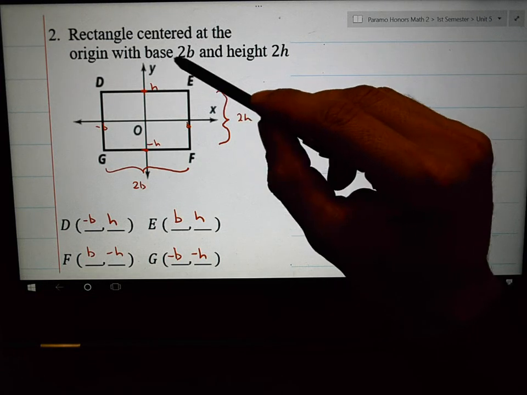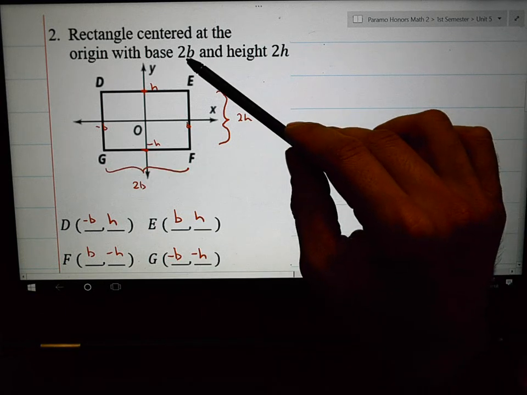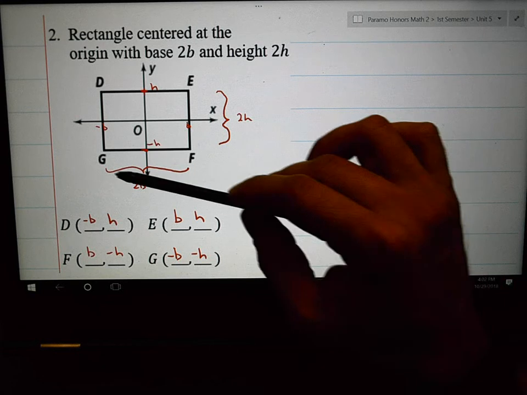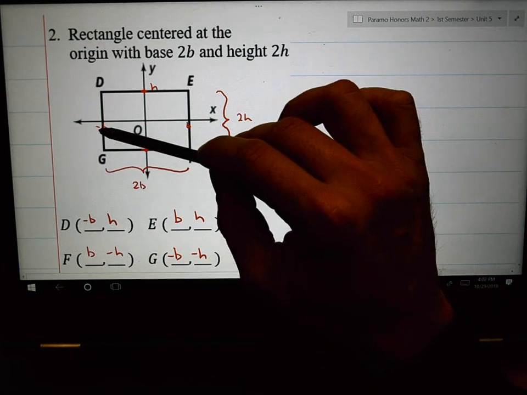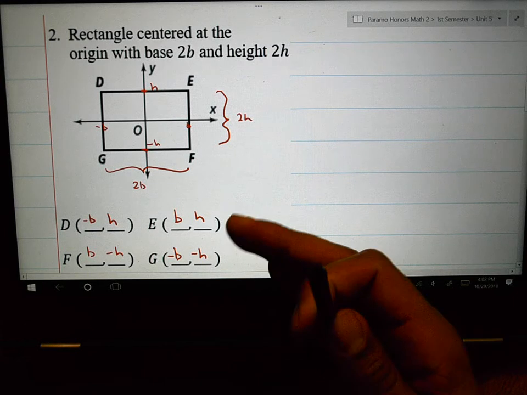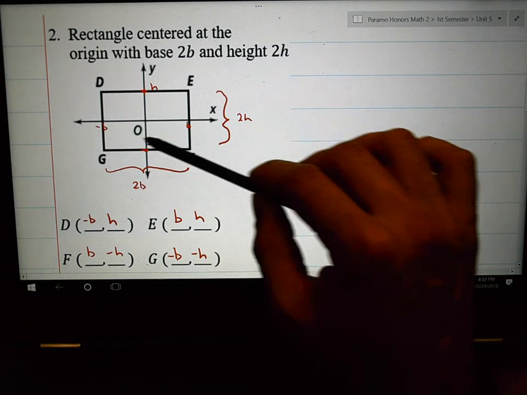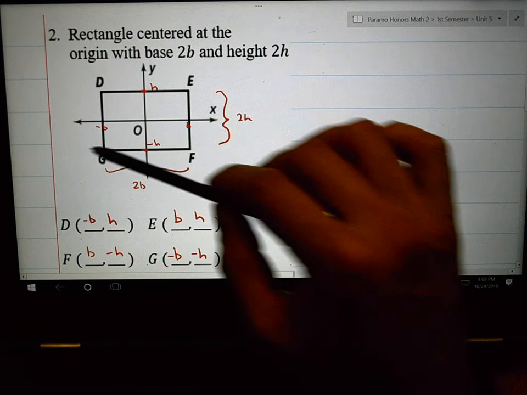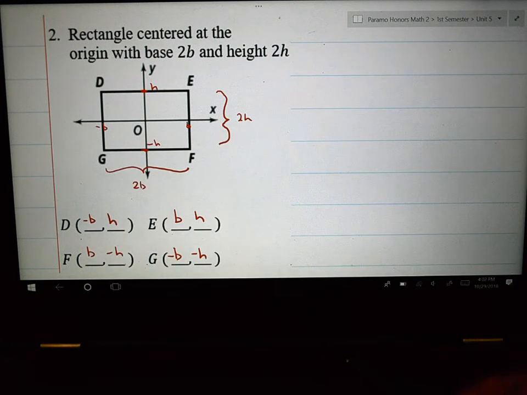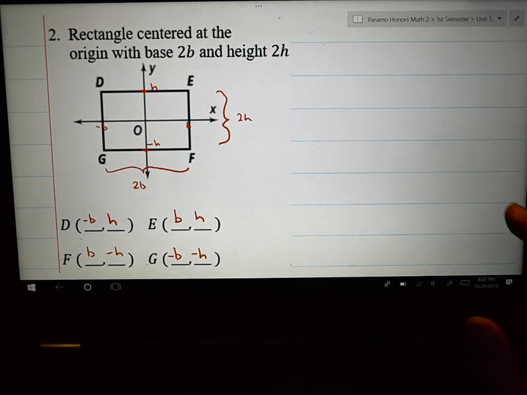I think the important thing that I was trying to show you with this example is that it tells you that the base is 2b and the height is 2h. You just have to remember that if that's the full distance, even though this is a negative value, distance is always positive. This distance is positive, but going in the negative direction, that's really what that is, whereas this is a positive distance. I hope that makes sense to you. I'm hoping I'm not overcomplicating it.